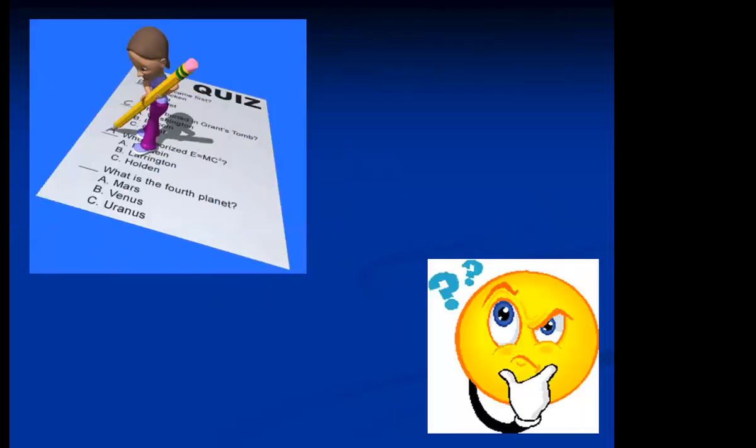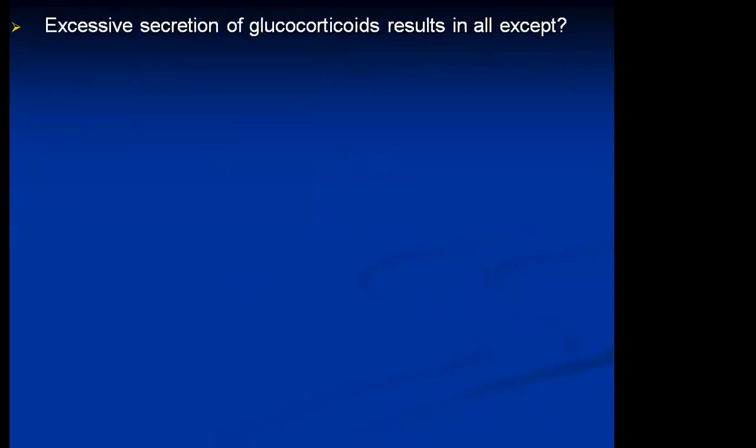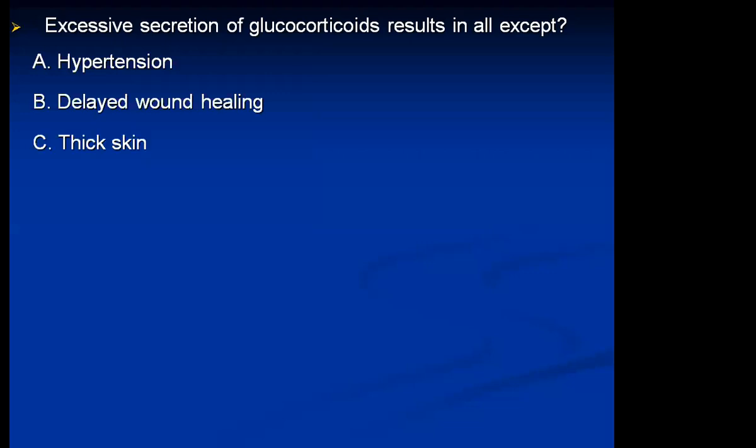So what are the various questions that can be asked to you on this particular topic? Let us see. Excessive secretion of glucocorticoids results in all except, this was asked in one of the exams: hypertension, delayed wound healing, thick skin, and demineralization of the bone. So what can be the likely answer? Just think for a while.